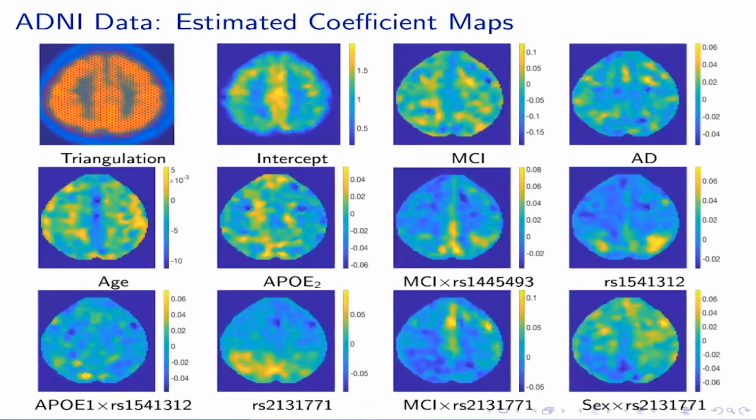And here are the estimated coefficient maps. So this is the intercept coefficient map. That means for people with no disease status, who are male, in the minimum age group, which is 56 to 60, and with a certain gene allele, it is in this coefficient map. That means we expect the estimated brain activity level to look like this.